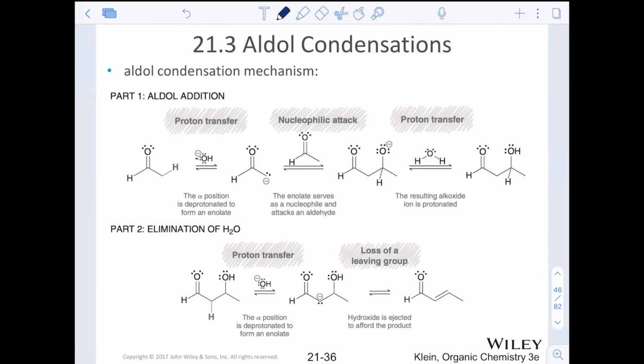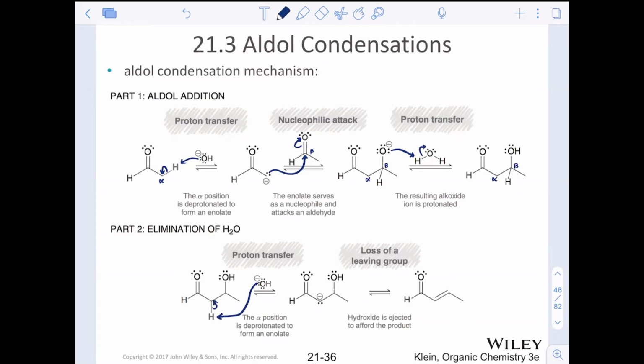Aldol addition, let's go ahead and deprotonate that alpha carbon. Let's do our nucleophilic attack to add on our beta position. There's that new alpha and beta bond. And then we will protonate our oxygen on the beta carbon to produce the beta hydroxy aldehyde.